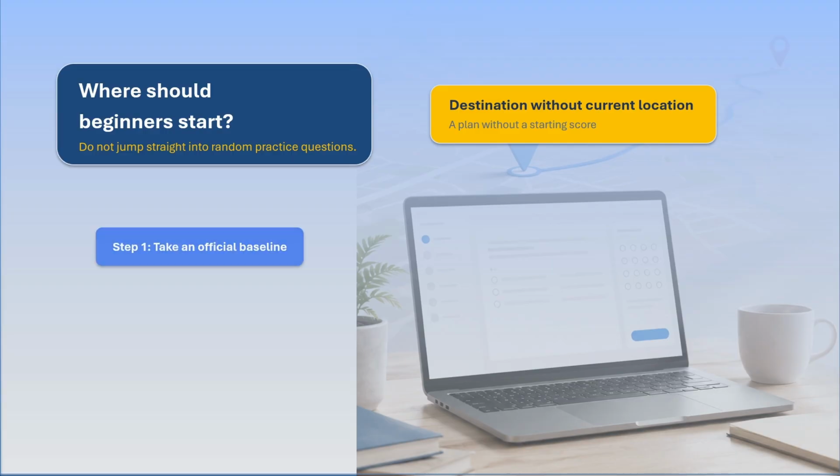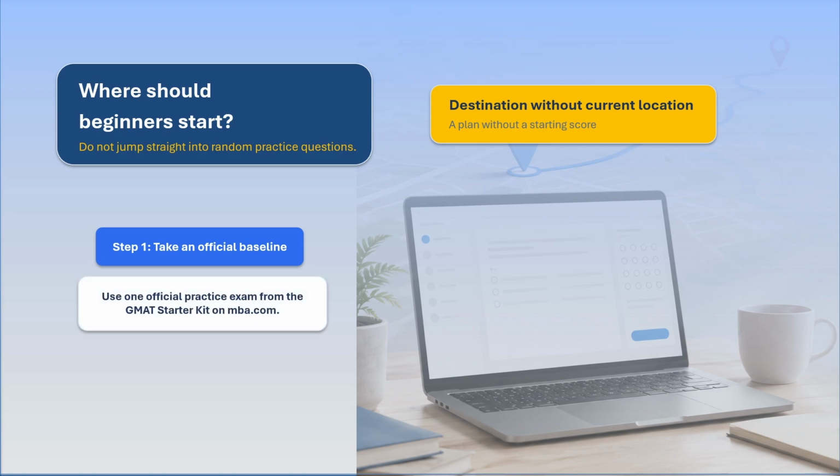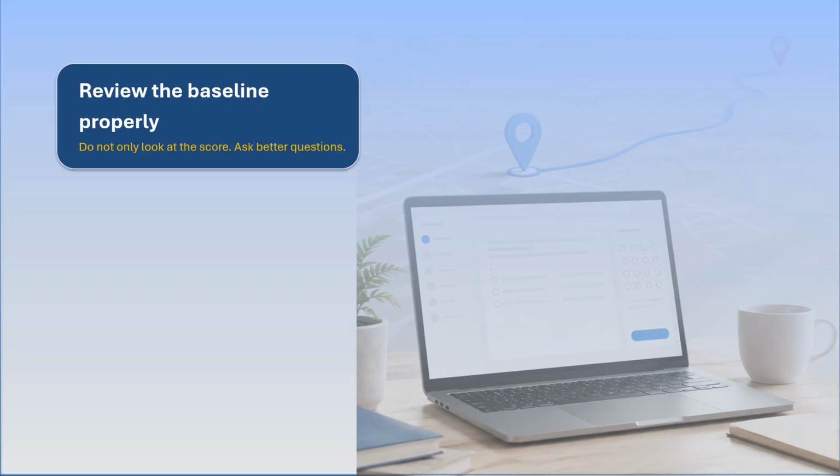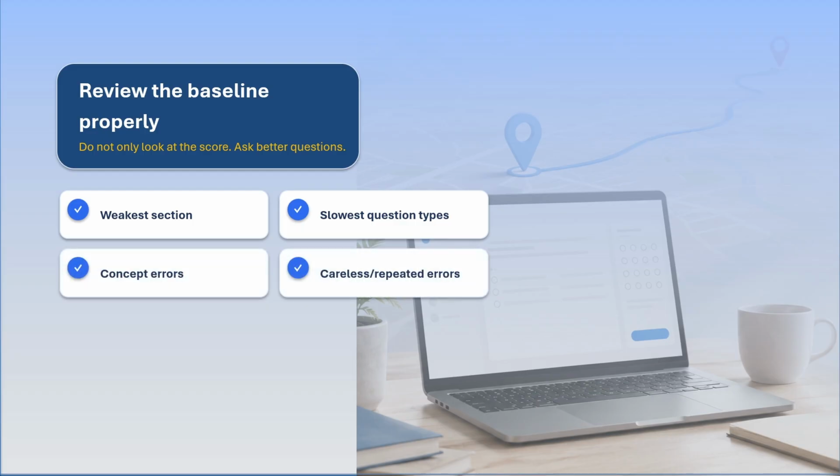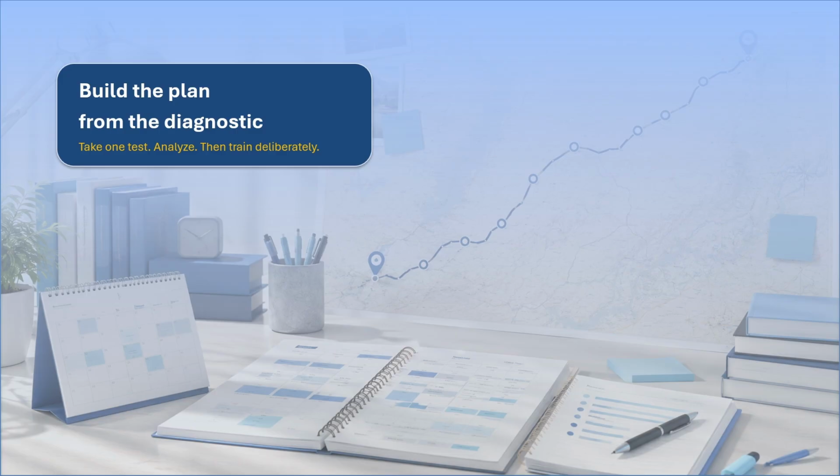The official GMAT starter kit on MBA.com includes official practice exams 1, 2, real GMAT questions, and guided review. Use one of these official exams to set your baseline. Take the exam under test like conditions, otherwise, you might inflate your score, and then review the result carefully. Do not only look at the score, right? Ask better questions like, which is my weakest section? Which question types are taking me too long? Where am I making concept or careless errors or maybe repeated errors?